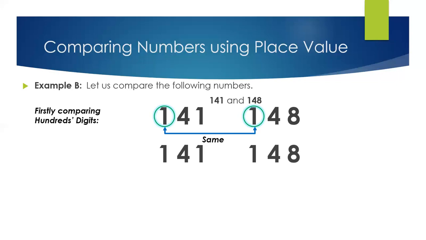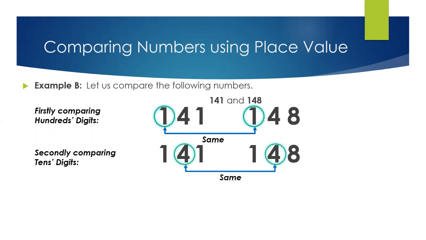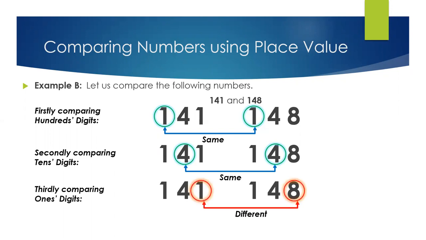Now let us analyze their digits at the tens place. Now we will compare the second digit, which is second in the place value. So here we compare the tens digits, and it is 4, and there it's also 4. They are again the same. Now move towards the third digit, which is of the least place value, the ones digit. In 141 it is 1, and in 148 it is 8. So certainly they are different. As 1 is smaller than 8, we can say that 141 is smaller than 148.